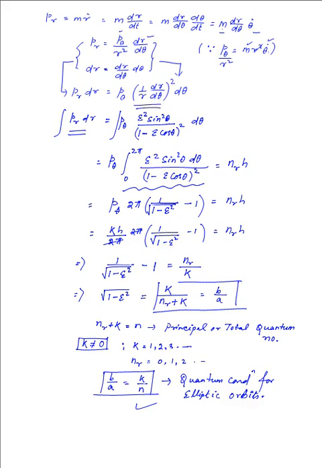Now let us move over to calculate the total energy of the allowed orbit. So we are off to calculate the total energy of the electron in the allowed orbit, which is elliptical, and it follows the quantum rule that b by a, that is the ratio of the minor to the major axis, is equal to k by n.